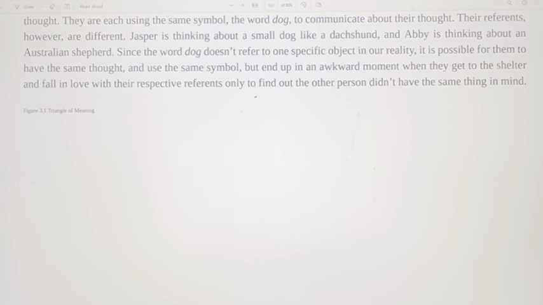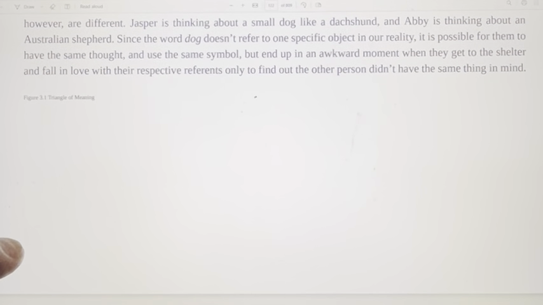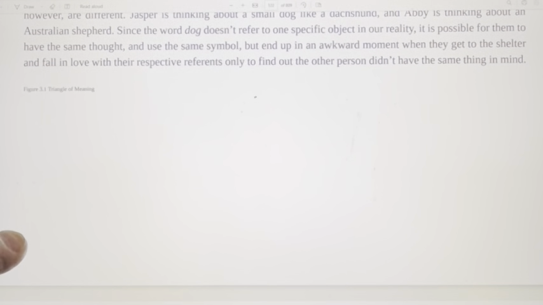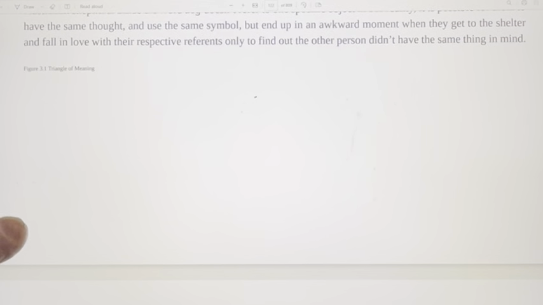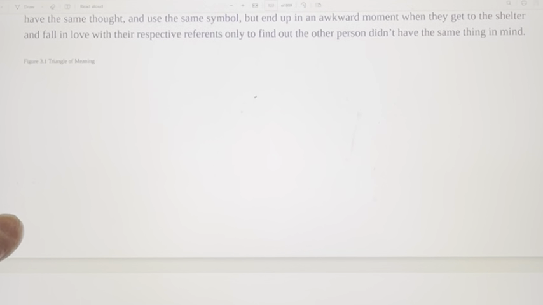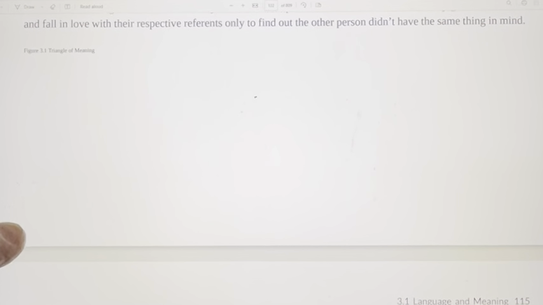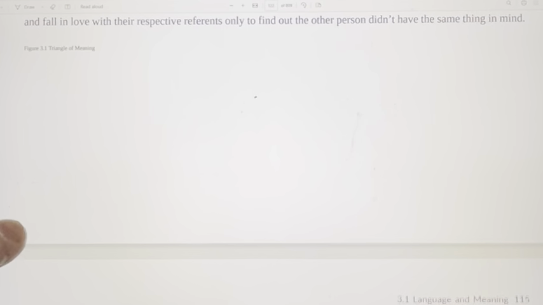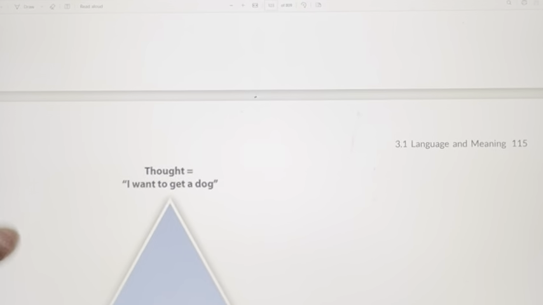Jasper is thinking about a small dog like a dachshund, and Abby is thinking about an Australian shepherd. Since the word dog doesn't refer to one specific object in our reality, it is possible for them to have the same thought and use the same symbol, but end up in an awkward moment when they get to the shelter and fall in love with their respective reference, only to find out the other person didn't have the same thing in mind.